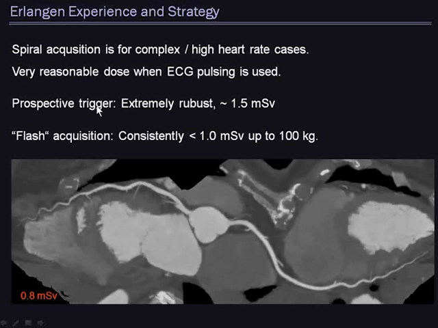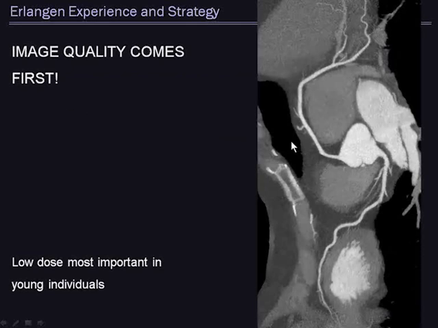The prospective trigger is sort of our workhorse. It's our everyday scan mode. It's extremely robust unless the heart rate is too high, and we typically end up with about 1.5 millisieverts for our patients weighing less than 100 kilograms. And then in patients where we want to have the lowest possible dose, that's where we use the flash acquisition. It requires a low and stable heart rate, but will consistently give us a dose of less than 1 millisievert up to 100 kilograms. So there are lots of options, and this is the strategy that we follow in Erlangen.